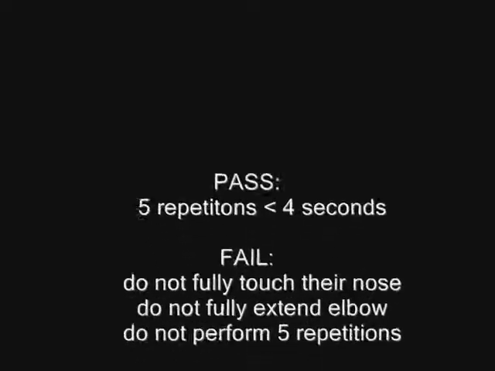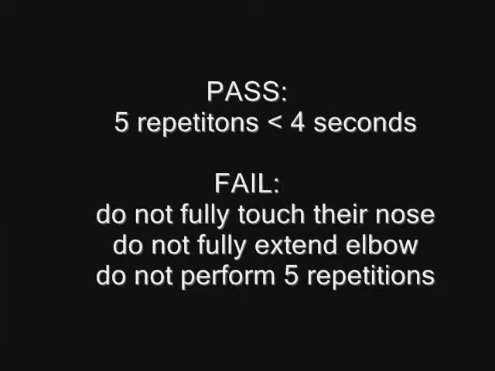Coordination is tested by asking the athlete to reach out in front of them and touch the test administrator's hands and then touch their nose 5 consecutive times. The athlete receives 1 point if they are able to complete 5 correct repetitions in less than 4 seconds. Athletes fail the test if they do not fully touch their nose, do not fully extend their elbow, or do not perform 5 repetitions.